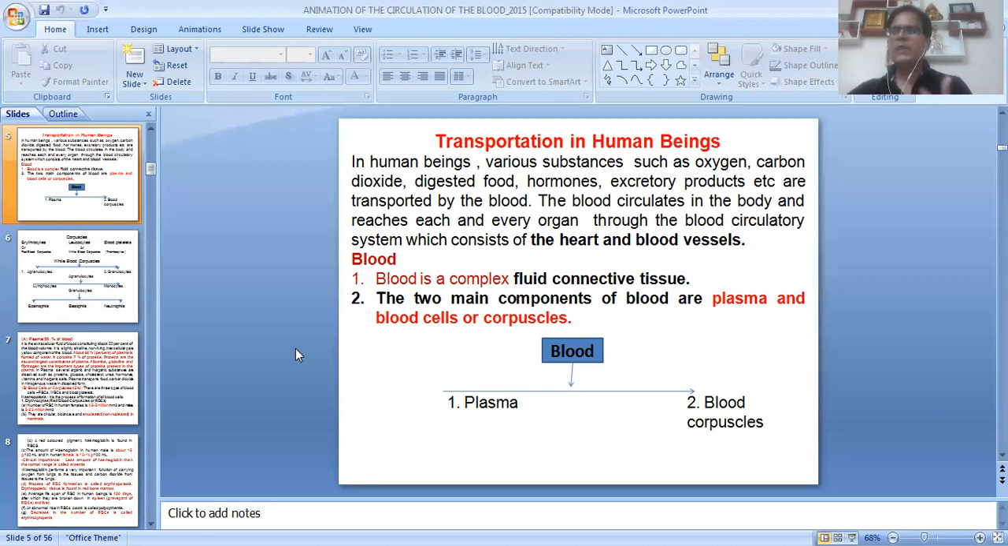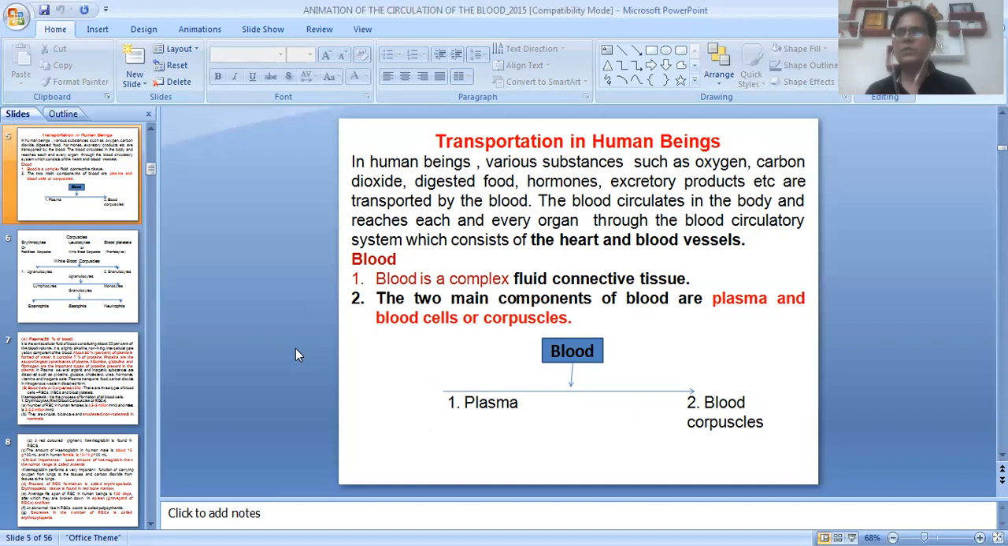The blood is a complex fluid connective tissue. You must have heard that tissues are made up of a collection of cells. Collection of similar cells forms the tissues, and collection of similar tissues forms the organ. Right. So blood is a complex fluid connective tissue. The two main components of blood are plasma and blood cells or corpuscles.